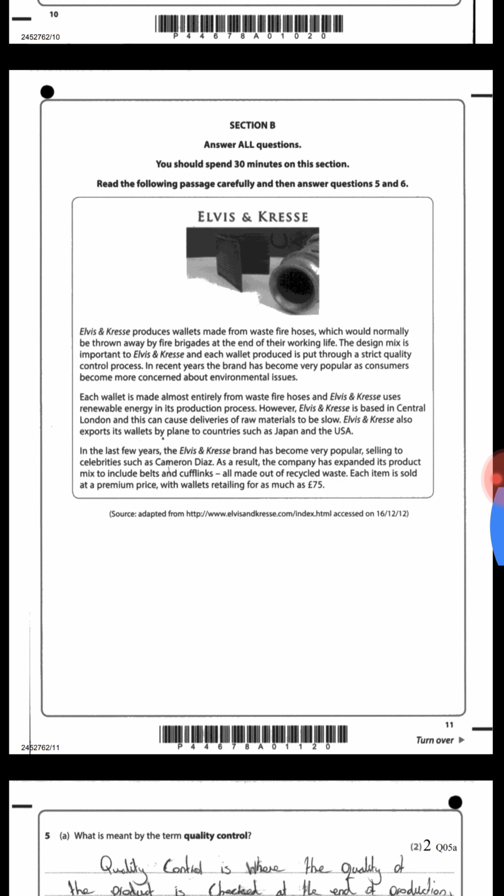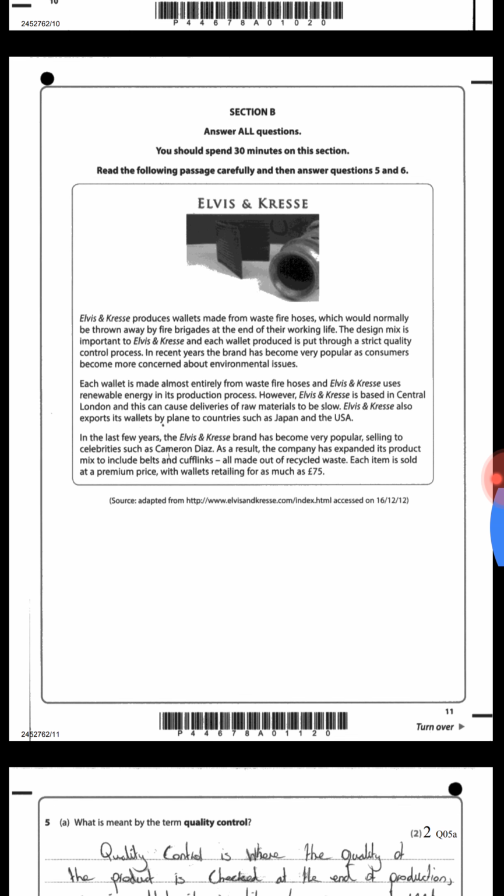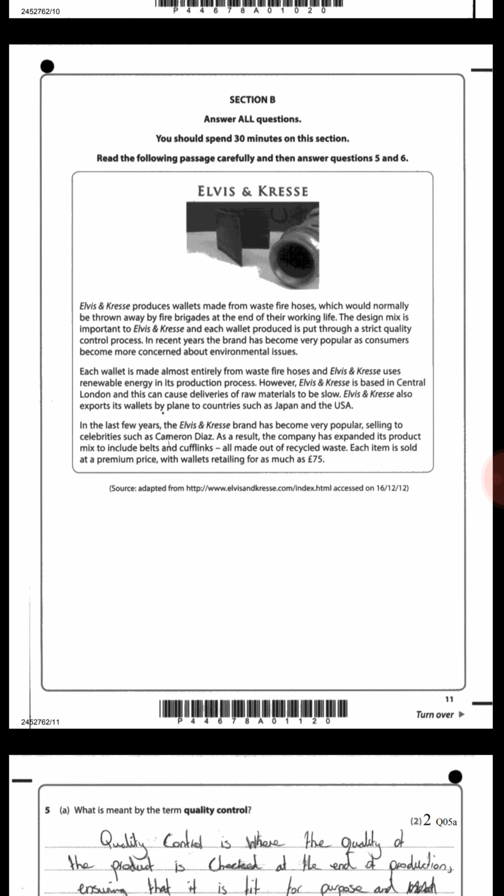Right, next case study is on Elvis and Cress. So they make wallets from waste fire hoses, which would normally be thrown away by the fire brigade at the end of their working life. The design mix is important to Elvis and Cress, and each wallet produced is put through a strict quality control process. In recent years, the brand has become very popular as consumers become more concerned about environmental issues.